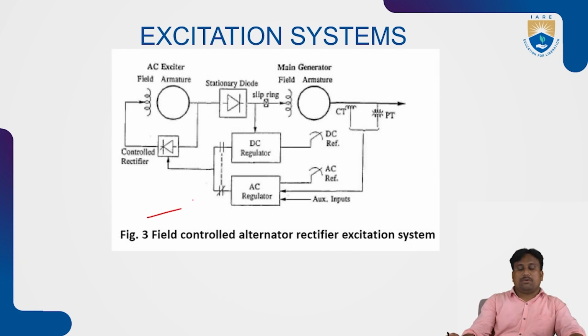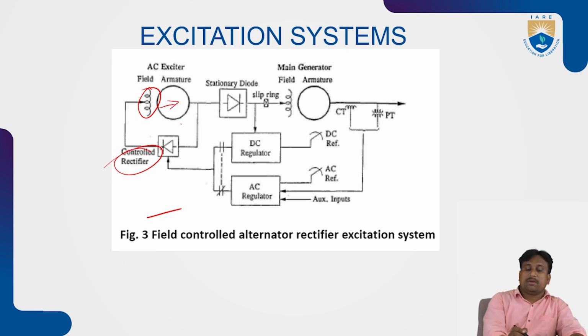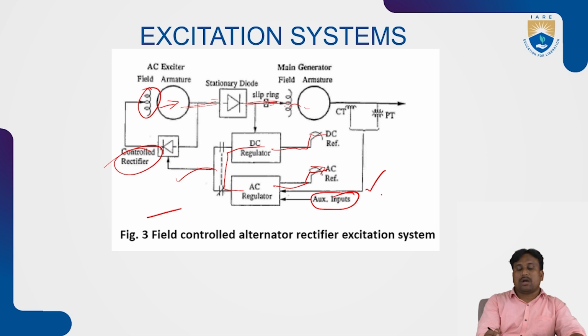This diagram better shows the field controlled alternator rectifier excitation system. This is our main field. This is controlled by a controlled rectifier and exciting the armature. Here a stationary diode is connected. This follows the slip ring arrangement, and the DC regulator and AC regulator are coupled to the controlled rectifier. That means slip rings are connected at the main field winding, and this is supported by the generator armature. The supporting part of the armature is connected with CTs and PTs, and the DC regulator is connected to the DC reference point. Here it is connected with the AC reference point. All are connected together with the auxiliary inputs. That means the entire system is now considered as the field controlled alternator rectifier excitation system.